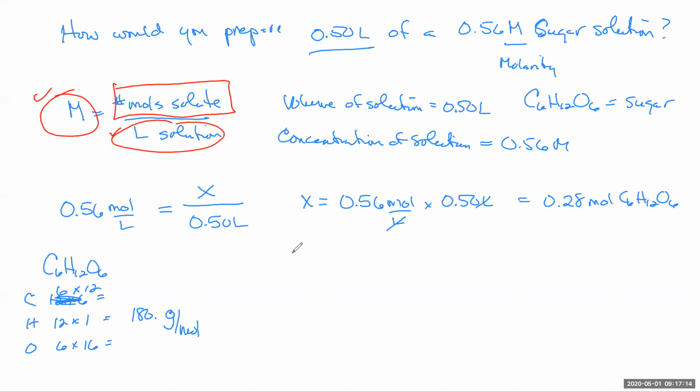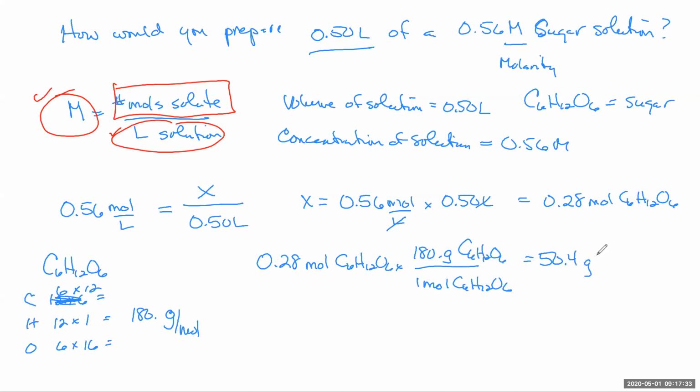So I'm going to use that molar mass to convert my 0.28 moles of C6H12O6 times 180 grams per 1 mole. And calculating that out, I get 50.4 grams. So again, this is just telling me the amount of solute that I need. It's not really telling me how to make the solution.